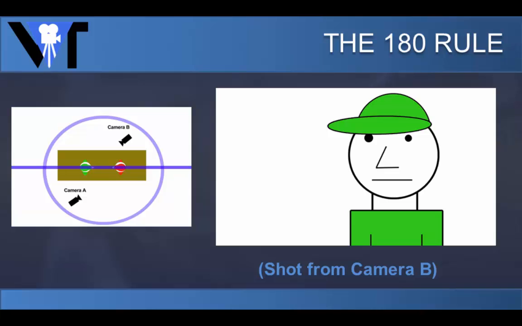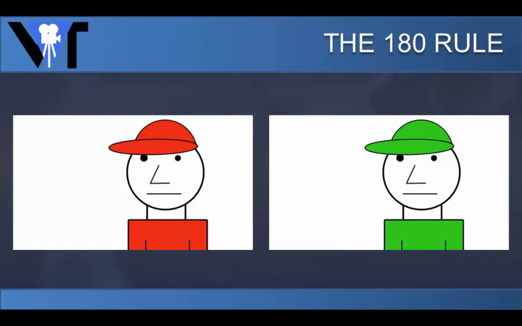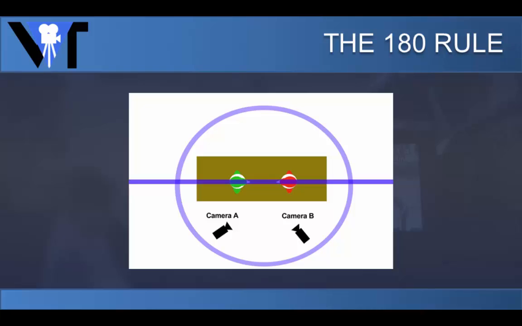Now let's see what that looks like when the two shots are edited together. We can see that if we cut between the shots, it looks like our two subjects are switching directions. Because of the way they are facing, it doesn't seem like they're engaging, does it? If you break the 180 rule, you will confuse the viewer and it will make the video look very unprofessional. So remember, when we're shooting with multiple cameras, both cameras need to be on the same side of the 180 line.